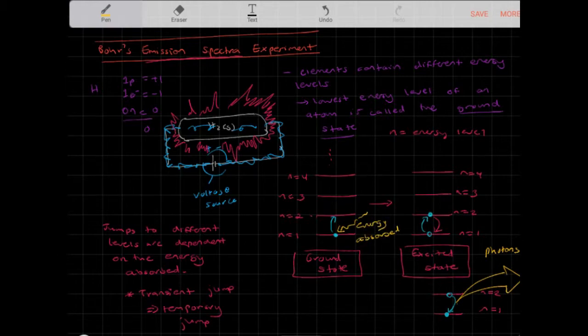from ground state. The electron enters the excited state. This is a transient jump, so because it's a temporary jump, the electron will fall back down, and when it falls back down, it releases this energy. The energy released is a specific frequency and wavelength of photons. So this will be characterized by a particular frequency and wavelength of the photons.